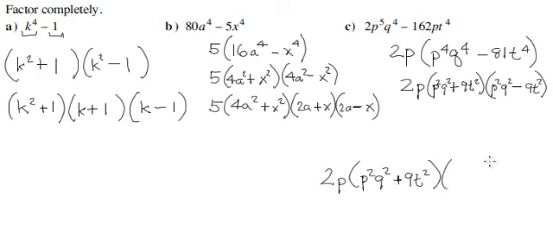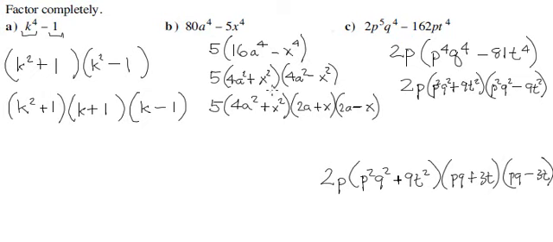But this breaks up. So 2 sets of brackets. This one gets a plus, this one gets a minus. P squared, q squared would have come from pq times pq. 9t squared would have come from 3t times 3t. Finally done.